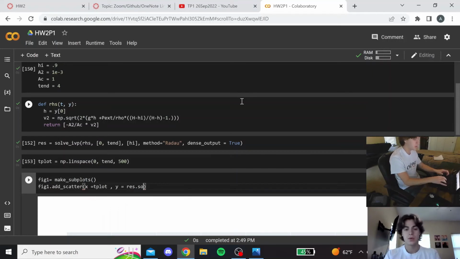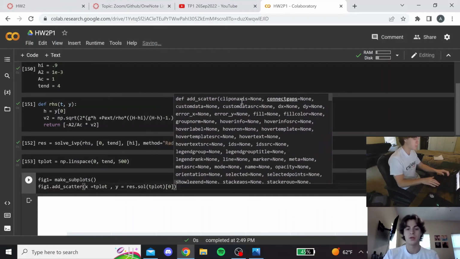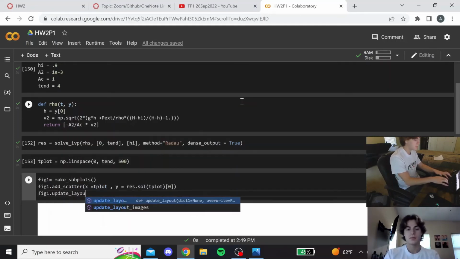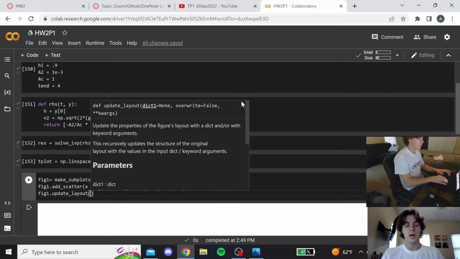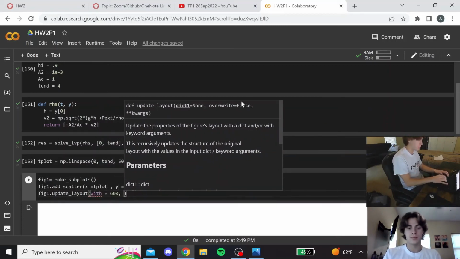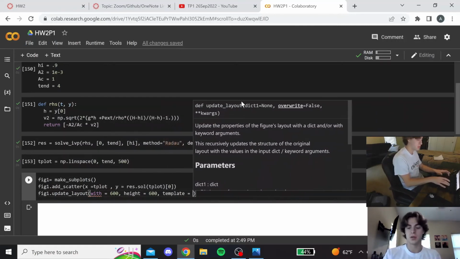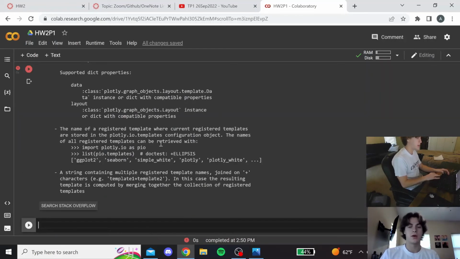So we need to plot our solution for t-plot and grab the first element, which will be where our values are. And then I'm going to go ahead and update the layout of our graph to just make it a little bit easier to look at. So I'm going to set the width to 600 and the height to 600, and then I'm going to set the template to Plotly dark. And so this will make the graph a little easier to look at.